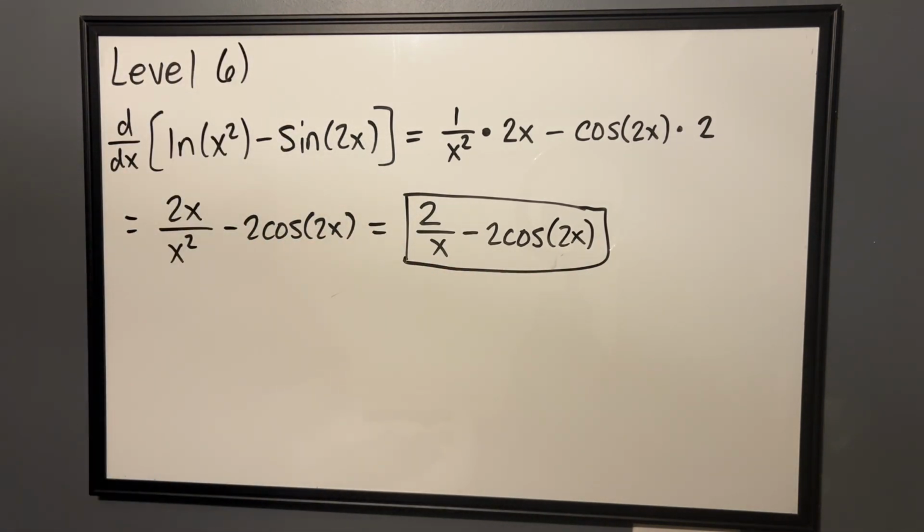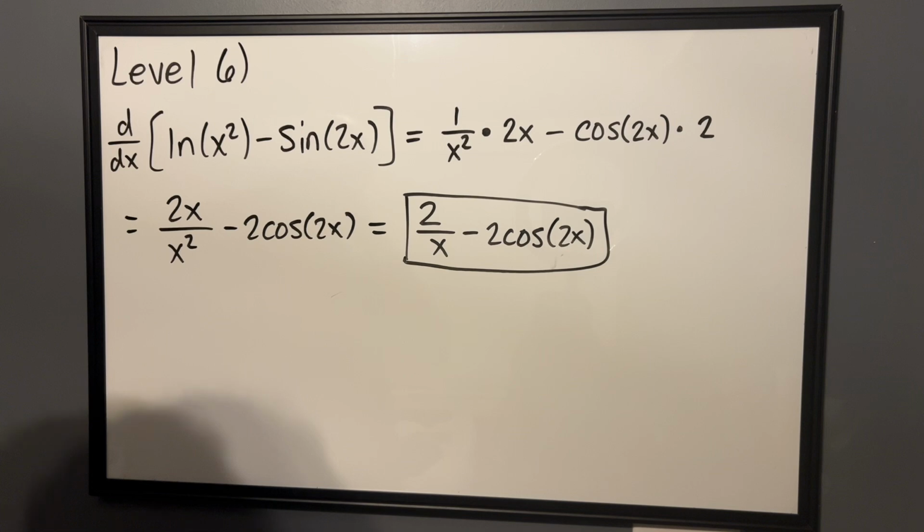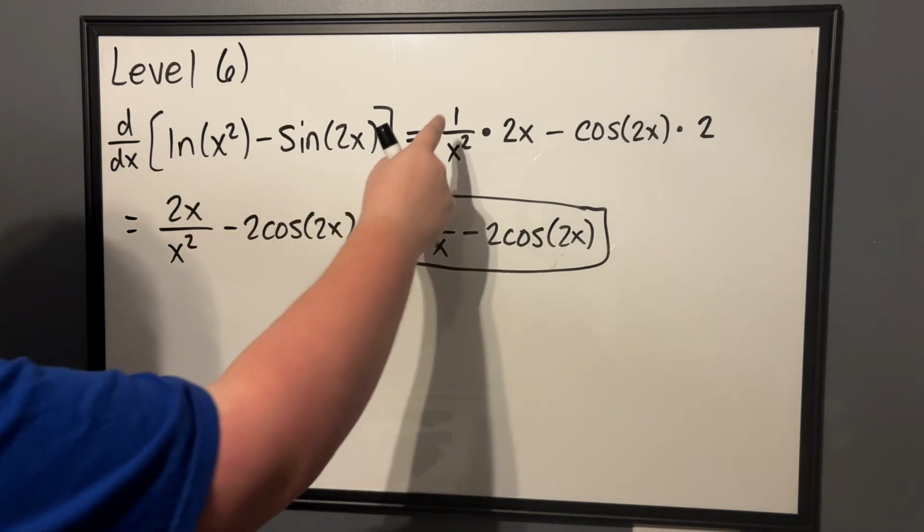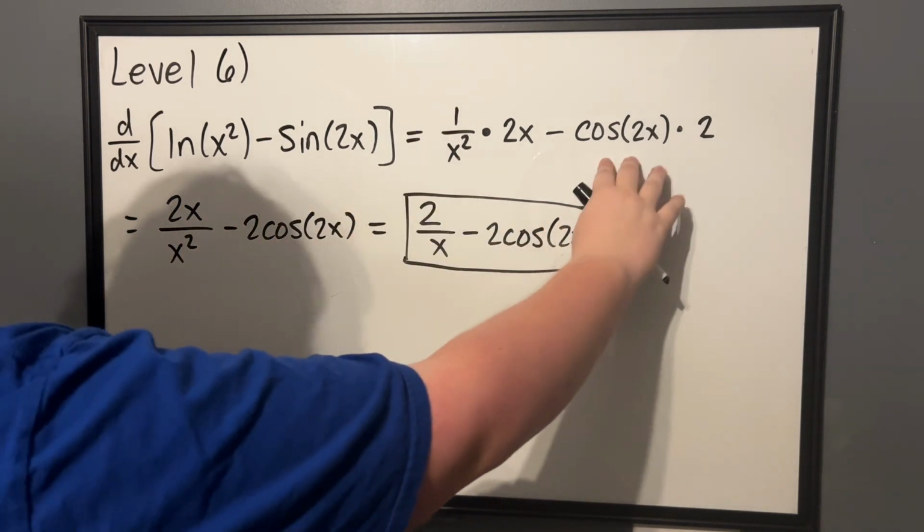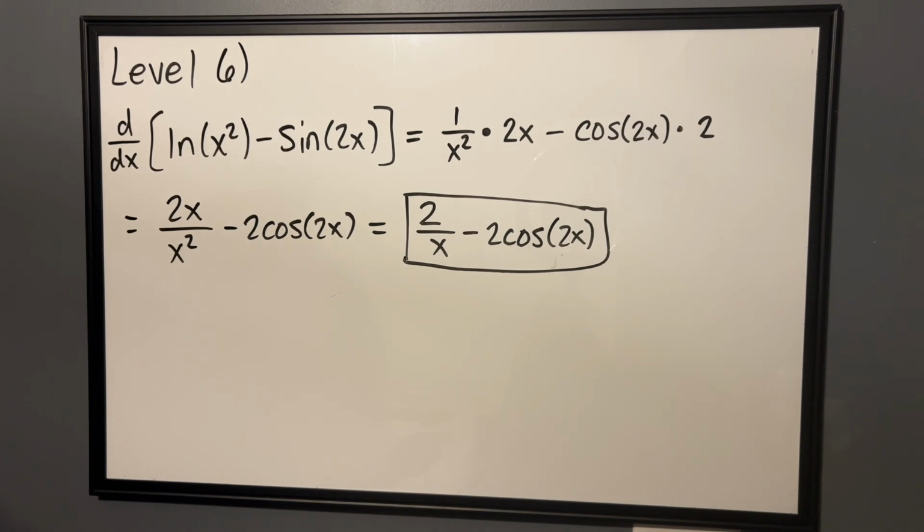So it's really not that hard. The problem is remembering to do the chain rule. A lot of students will forget and they'll just put 1 over x squared, or they'll just put cosine of 2x, right? But it's really important that we multiply by that other factor. So that's the end of level 6. We'll go ahead and move on to level 7.